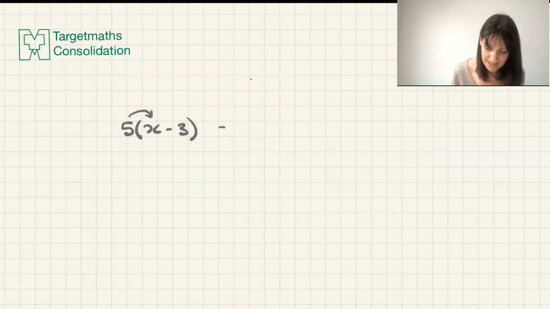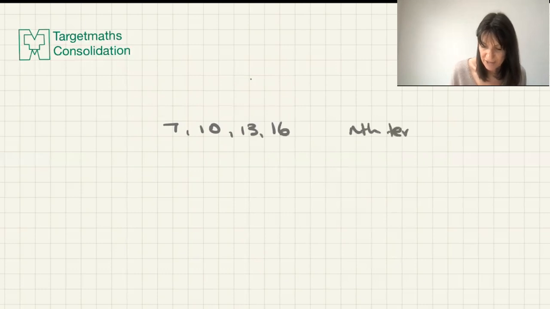Okay, 5 times x is 5x. 5 times negative 3 is minus 15. So if you got that right, really well done. Next question. 7, 10, 13, 16. Can you write the nth term, please?